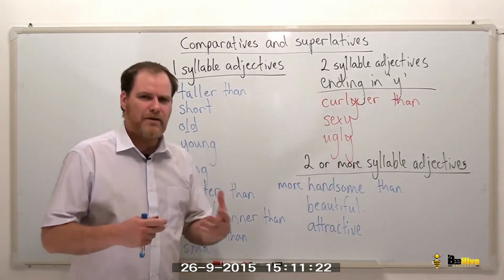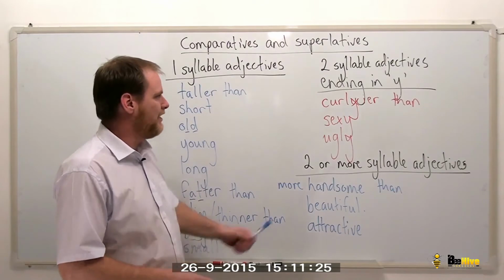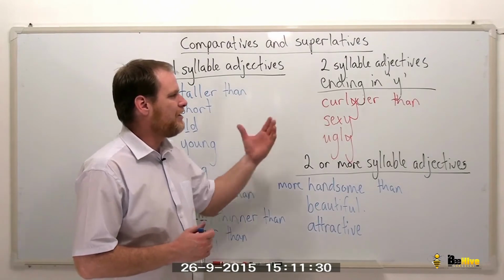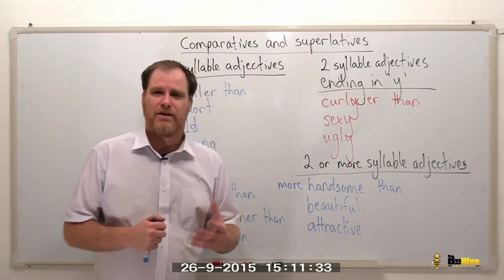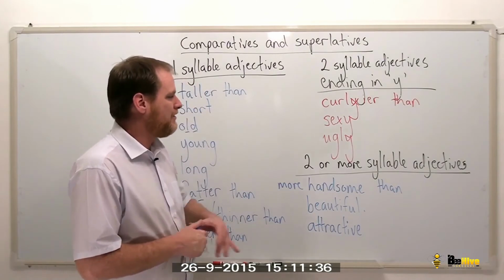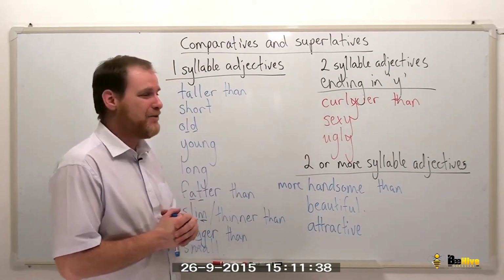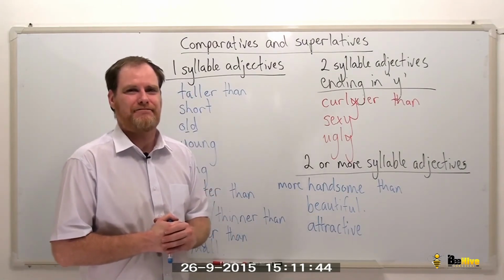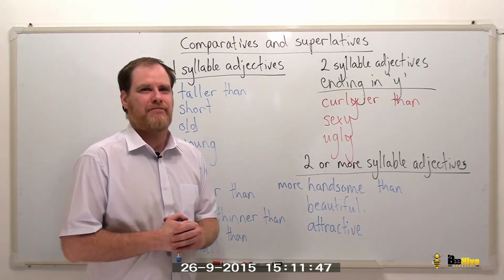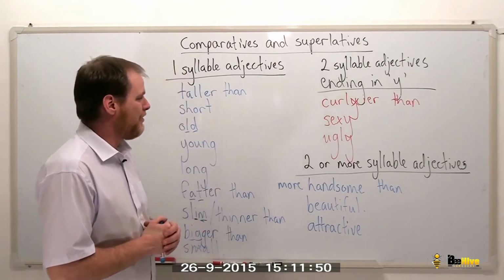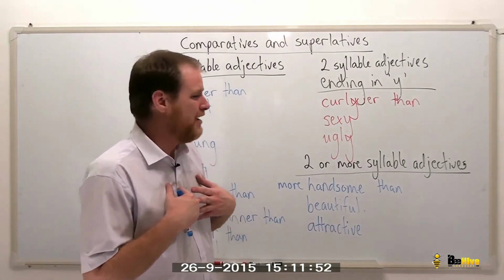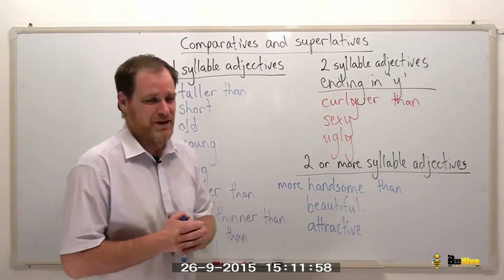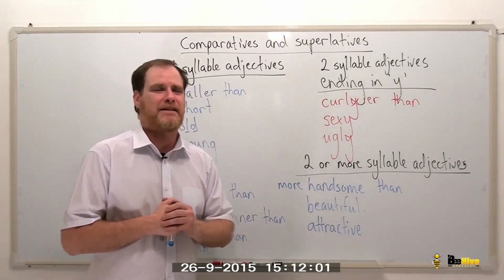Okay, so again, I want you to do a little bit of practice. So let's start with our two-syllable adjectives ending in Y. I gave you the example that my sister's hair is curlier than mine. So how about if you use the word ugly? Can you make a sentence using that word? Have a try. Okay, so I would say that I am uglier than my sister. My sister is quite beautiful, so I can say I'm uglier than my sister.